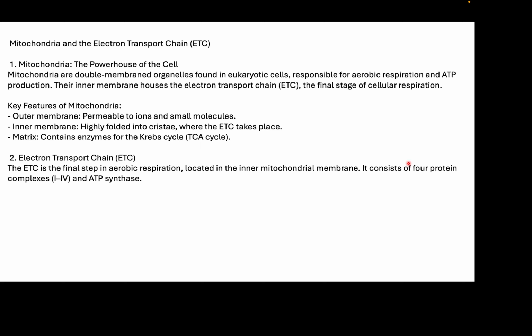Okay, so some key features of mitochondria include the outer membrane and the inner membrane. Mitochondria is one of the double membrane organelles. The outer membrane is permeable to ions and small molecules, while the inner membrane is highly folded into cristae, where the ETC takes place.